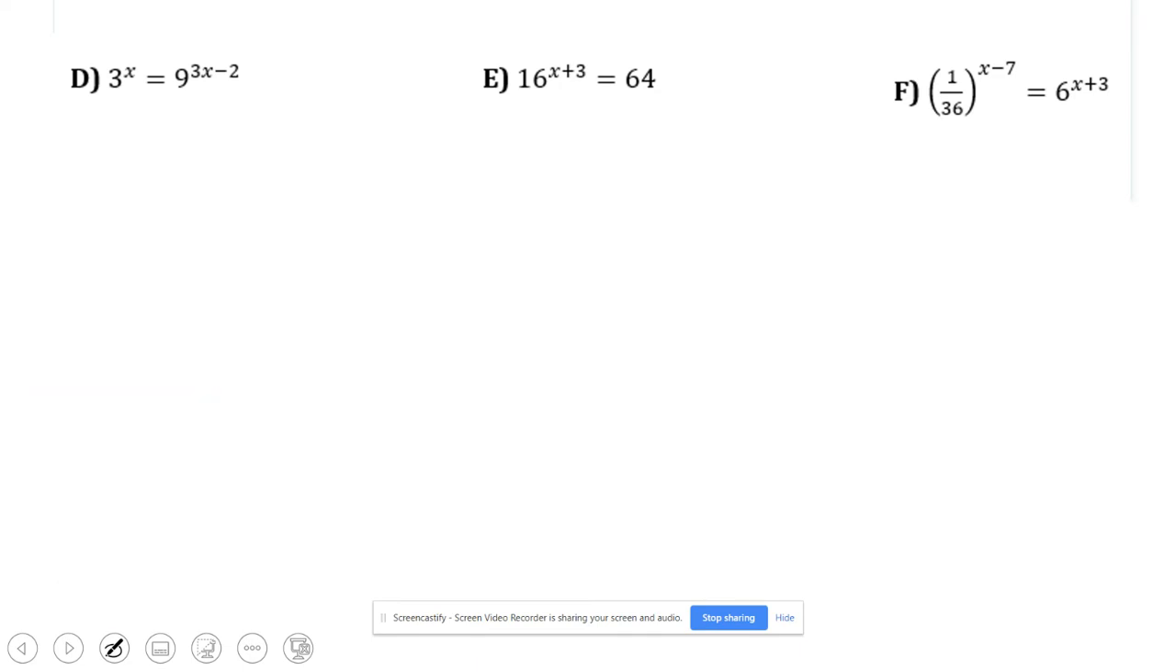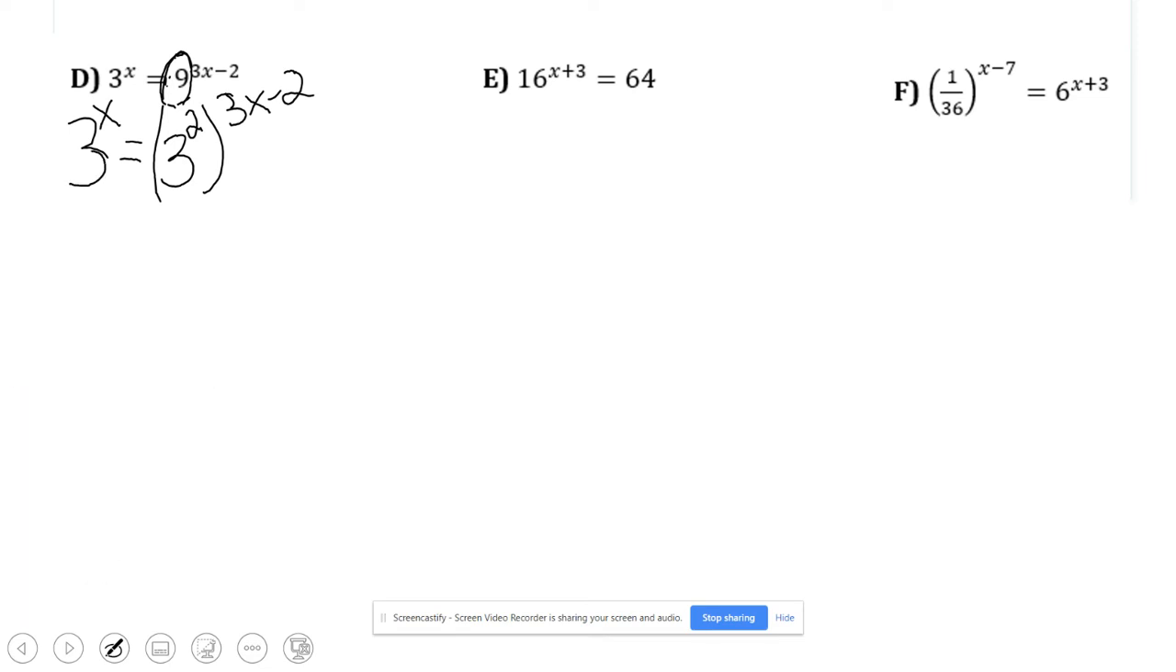All right, I have a base 3 and a base 9. Those are not the same. So I want to try, because 3 I can't really do anything with, but 9, can I change 9 into a base 3? And I can change 9 to 3 squared. That 3x minus 2 is still out there in the exponent.